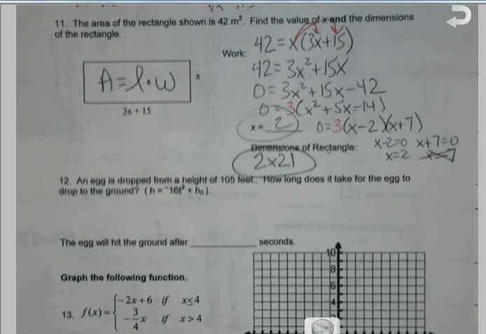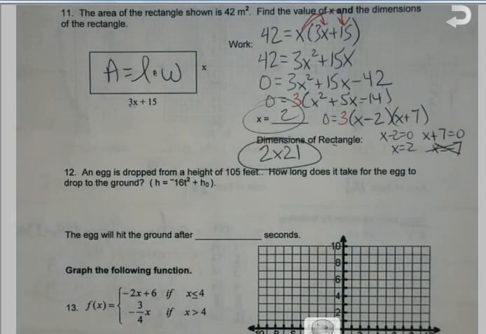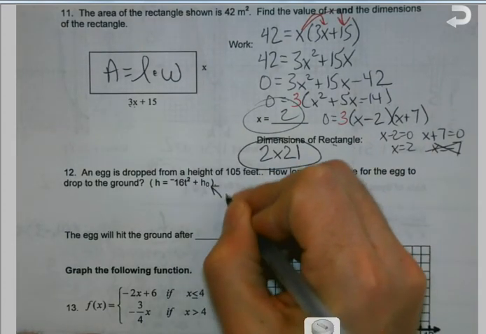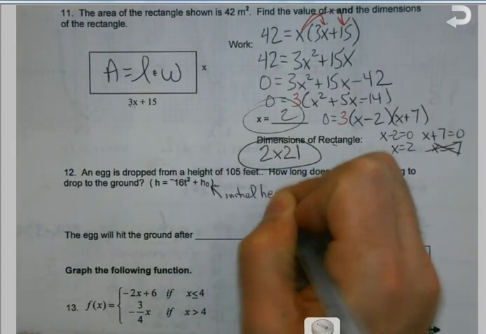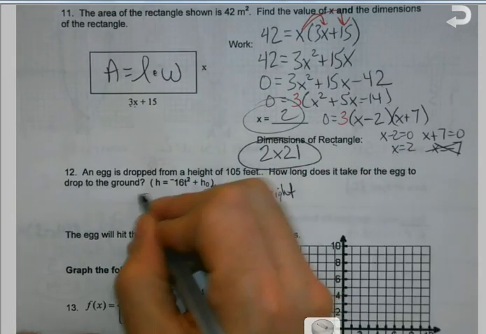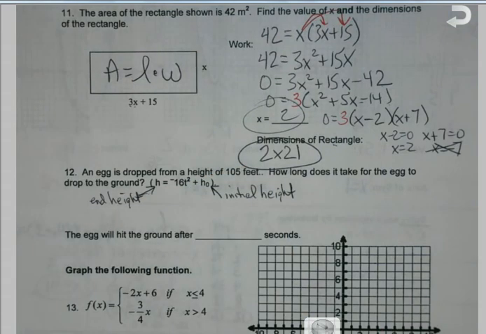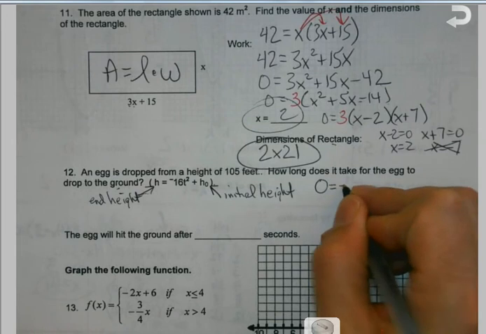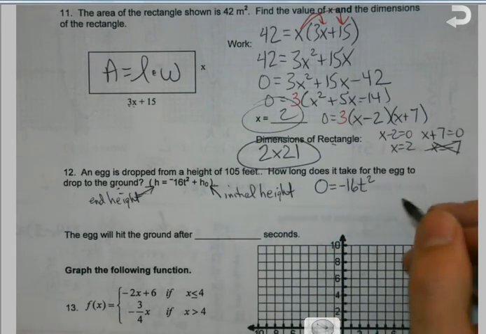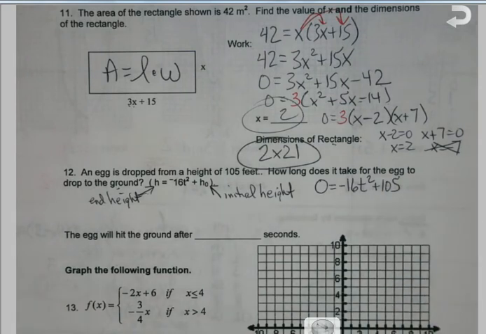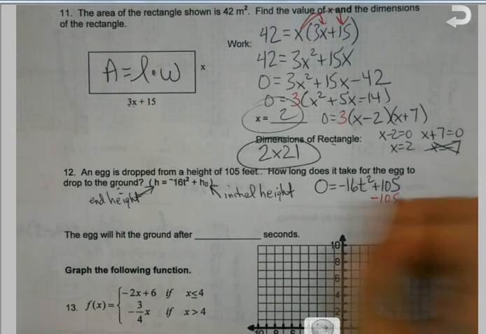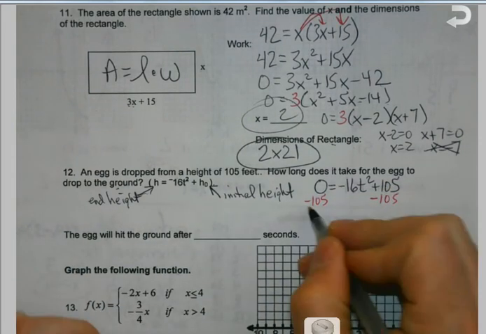An egg is dropped from a height of 105 feet. How long does it take for the egg to drop to the ground? Okay, remember, my h of 0 is going to be my initial height. And my ending height is going to be what's at the beginning. Typically, when it says the word ground, that's going to mean 0. So 0 equals, because it says how long, I don't know what t is yet. So I've got my height. I'm going to minus my 105.